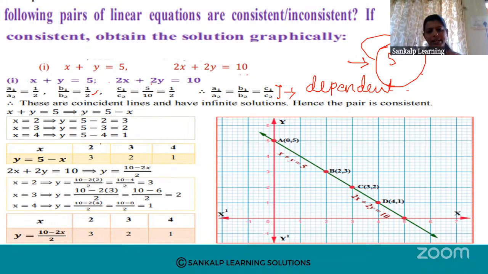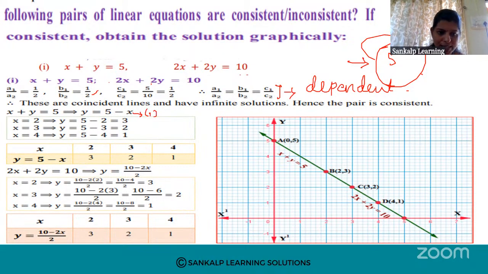Okay, so when it is consistent, we'll draw one graph. For that, what we need to do is make one table for equation number 1 and make one table for equation number 2. So this is equation number 1, x plus y is equal to 5. Transfer this x to this side, what you will get? y is equal to 5 minus x. This is equation number 1 here.